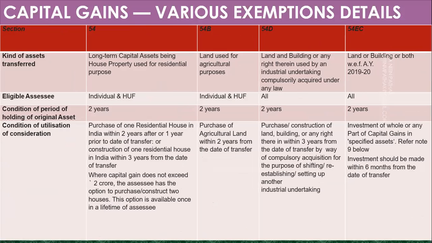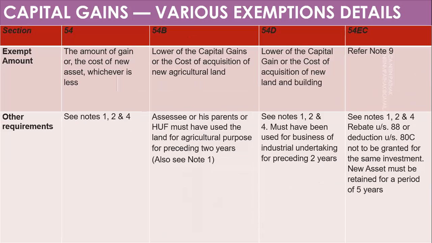Sections 54, 54B, 54D, 54EC. 54 is applicable to residential house property only. 54B is for land, 54D is for land or building, and 54F is available for land or building or both. We are not going into this calculation.